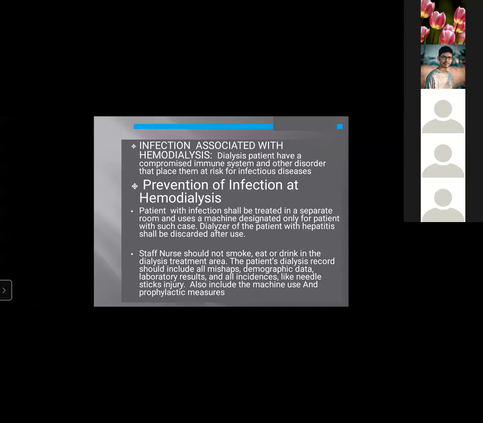Staff nurses should not smoke, eat, or drink in the dialysis treatment area. The patient's dialysis record should include all mishaps, demographic data, laboratory results, and all incidents like needle stick injury. Also include the machine used and prophylactic measures.